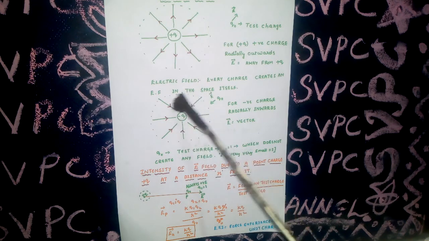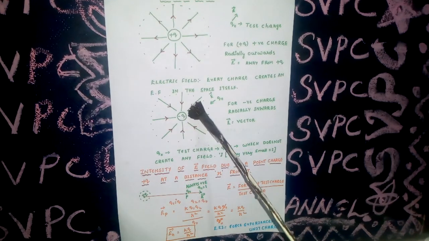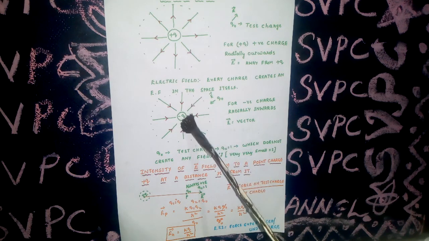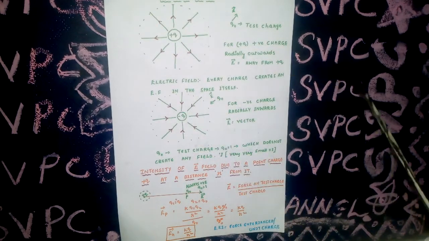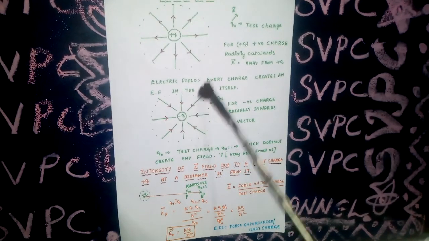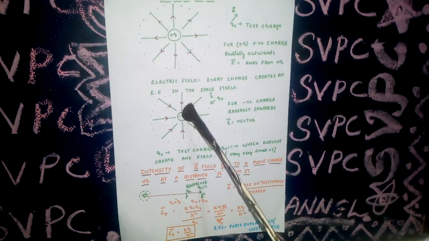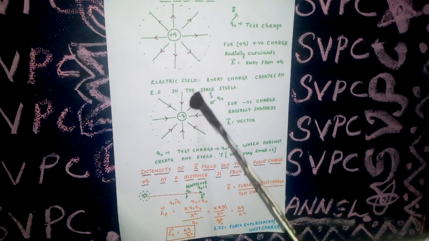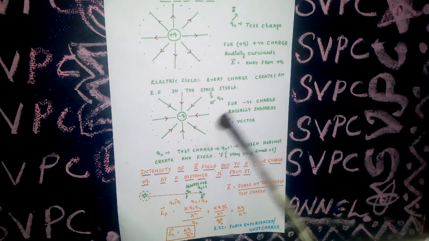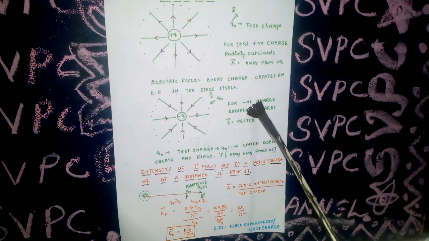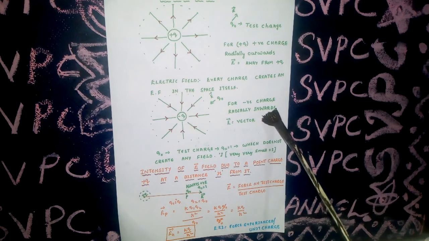Inside the field, if you keep any other charge, due to the presence of charges, either similar charges or unsimilar charges: if it is the same charges, they will repel each other. If it is unsimilar charges, they will attract each other. For a positive charge, the field is outwards. For a negative charge, the direction is inward. Here I have written for negative charge, radially inwards.